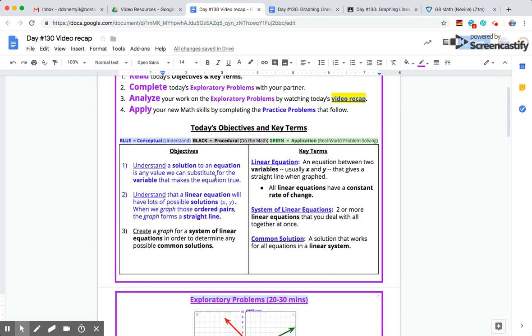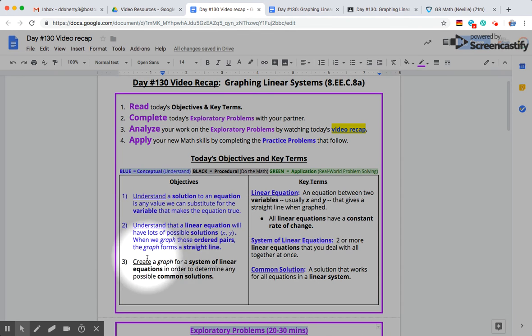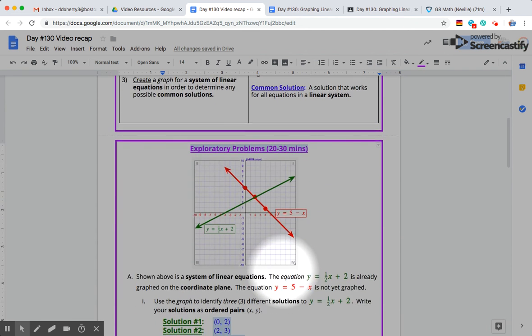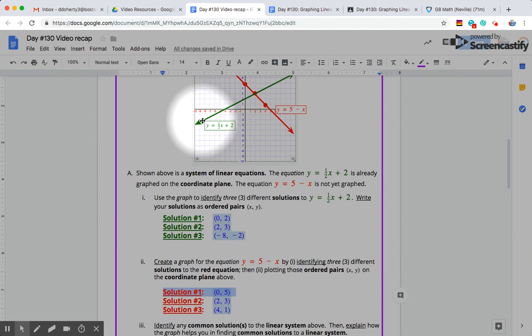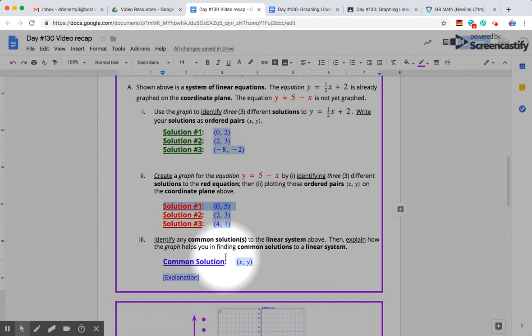And the whole big goal today, if we focused on objective 3, was to create a graph for our linear systems. And the reason we're creating these graphs is to find if they share any solutions, if they have any common solutions. You all should be able to find the common solution. If this is all the solutions to the green equation, this is all the solutions to the red, where they cross, when x is 2 and y is 3, we saw that solution showed up for both red and green, so that's the common solution.